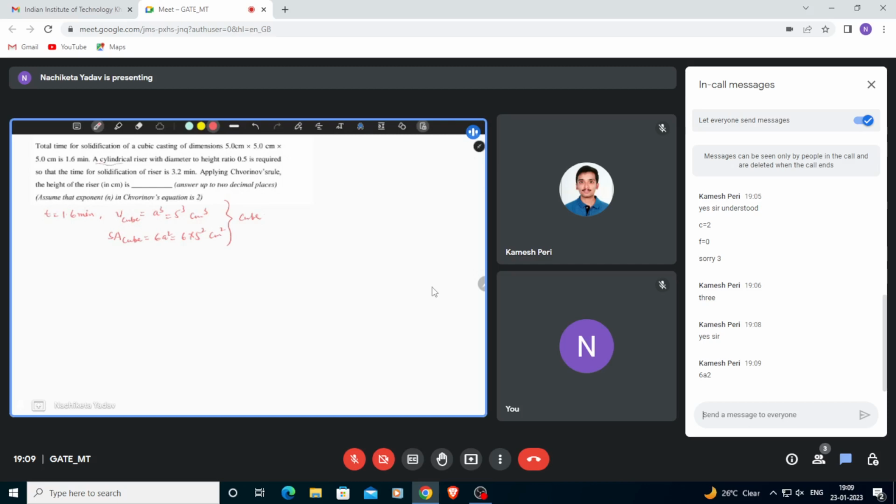A cylindrical riser with a diameter to height ratio of 0.5, meaning for the cylinder the diameter to height ratio is given as 0.5, and the time for solidification of the riser is 3.2 minutes. This was for the cube, this was for the cylinder. So from here, what will be the surface area for the cylinder?